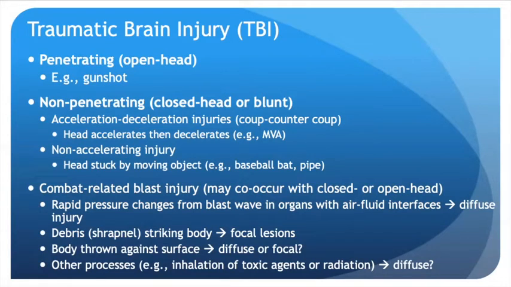Another variety is combat-related blast injuries. This can be a combination of, or can at least co-occur with, closed or open head injuries. In these combat-related blast injuries that you often see in veterans, the cause is rapid pressure changes from a blast wave, an explosion, and this can cause diffuse injury across the whole body. There can be debris striking the body, shrapnel, causing various focal lesions. The body can be physically thrown against surfaces, which can cause either diffuse or focal injury, depending on what the body comes into contact with. And there are other processes that occur during times of war, such as inhalation of toxic agents and radiation, and these typically cause diffuse injury.